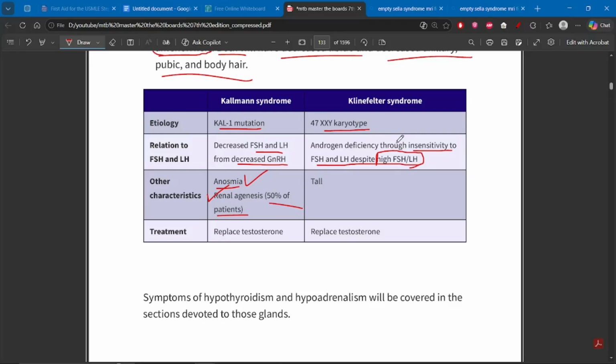In Klinefelter syndrome, people are tall most of the time. So this is a basic difference that you must keep in mind: Kallmann syndrome has decreased FSH and LH, and Klinefelter syndrome has increased FSH and LH. The reason is that Kallmann syndrome has a genetic defect, and Klinefelter has basically a feedback inhibition defect. The treatment for both of them is to replace testosterone. So whatever hormone they are missing, just give them the hormone, and you're good to go.